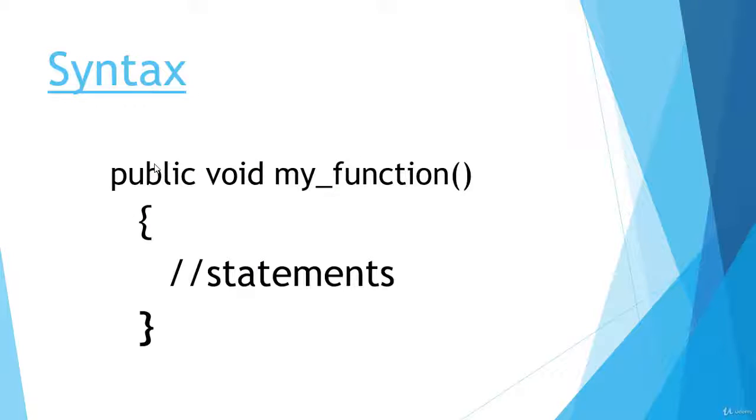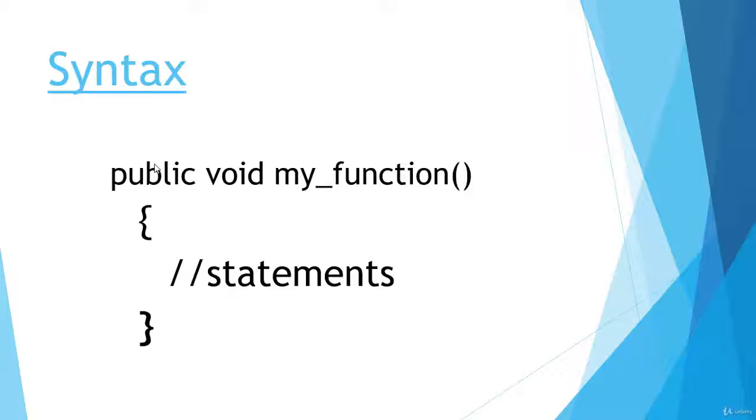Now you can see the syntax of writing a function. First of all, you have to write the access modifier like public, private, or protected, etc. Then you have to write the return type, which is void right now, and then the function name, and after the function name you have to write two parentheses, and after these parentheses you write your code within two curly braces. Whatever you write between these two curly braces is part of that function. So this is the basic skeleton of the function.